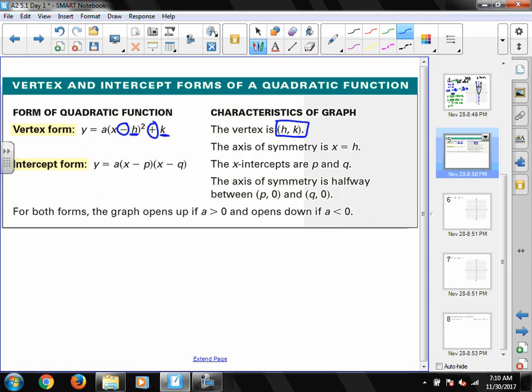And when we talk about intercept form, then again, watch your signs. If we have x minus p times x minus q, then the x-intercepts, or where we cross the x-axis, are at p and q. Again, make sure that you get those signs correct. If you see subtraction signs, they're going to be positive. If you see addition signs, they're going to be negative. And if you are looking for your axis of symmetry, it's going to be halfway in between those points. Again, the a out here is just to help you determine whether it opens up or opens down and whether it's going to be wider or skinnier.